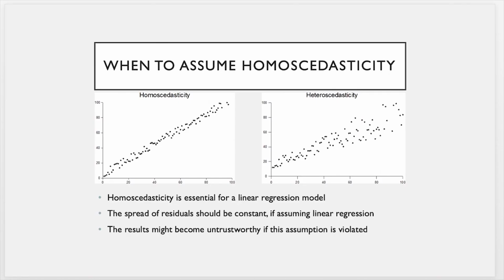We assume homoscedasticity when trying to do a regression analysis. If a linear model is used, homoscedasticity is essential as it's the underlying assumption. The spread of residuals must be constant in linear regression, therefore we assume homoscedasticity when assuming a linear regression. Also, the predicted results might become untrustworthy if this assumption is violated, as a regression model cannot be used.